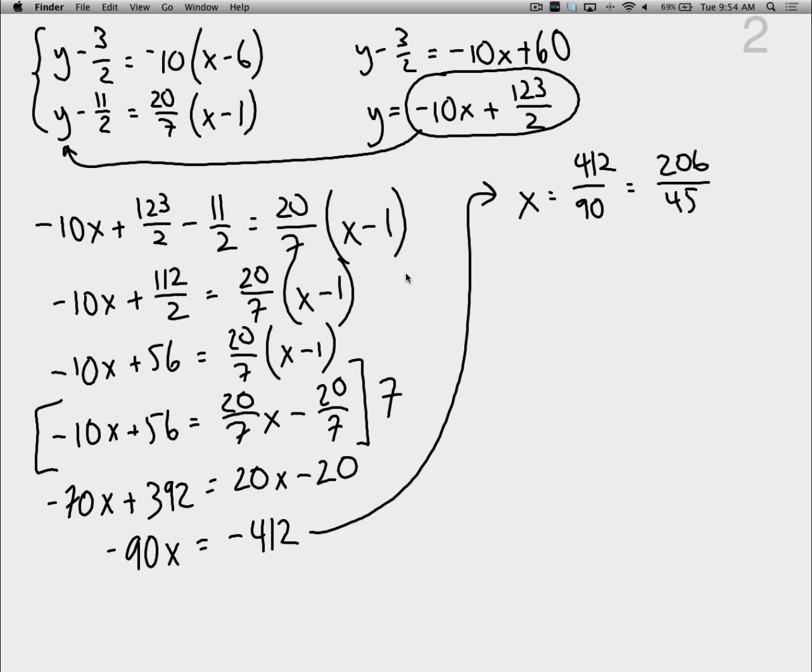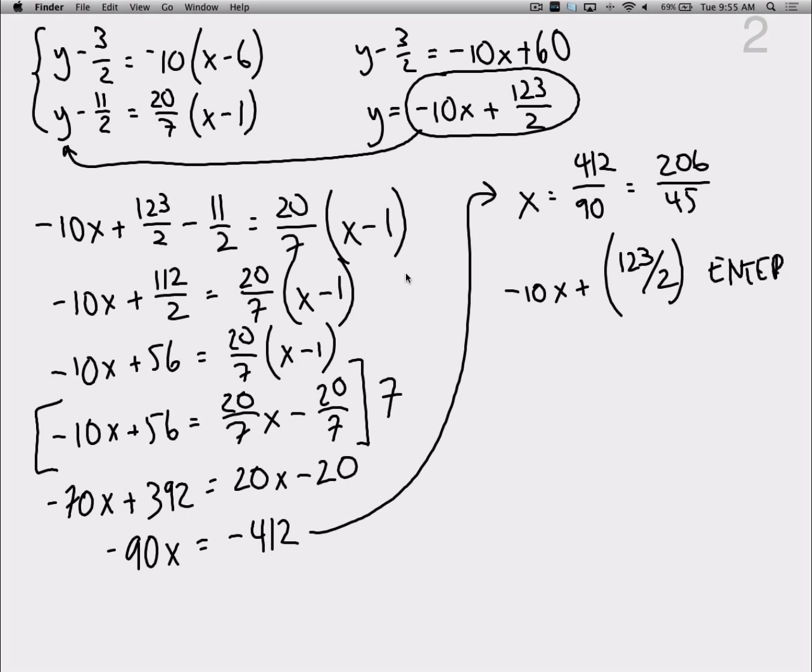Oh, okay. Now the nice thing about this is since you have this number stored in X, all you need to type on your home screen is negative 10x plus parentheses 123 divided by 2 close parentheses. And then hit Enter.